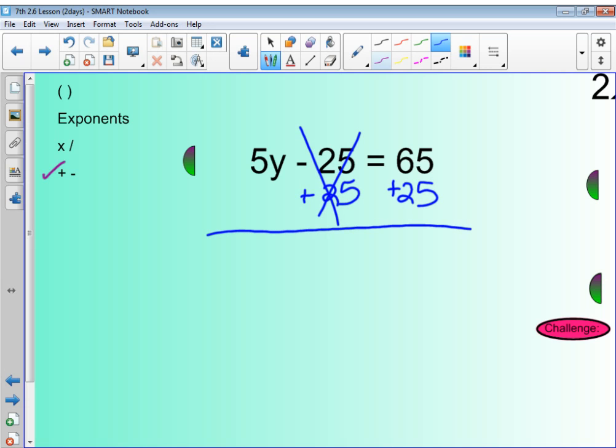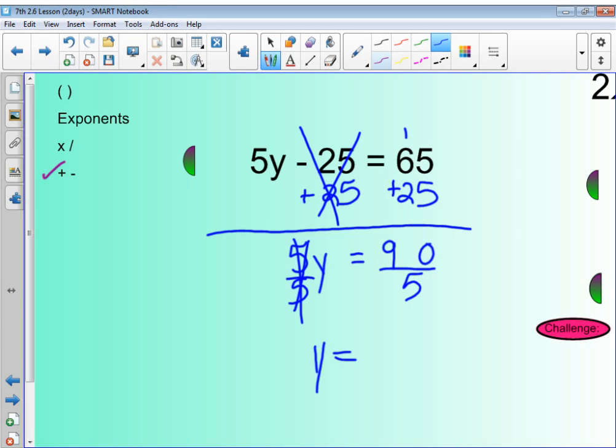Okay, so now when I rewrite my equation, which is required, no, you cannot just give me an answer. I now have 5y left on this side, that's not crossed out, equals 65 plus 25 gives me 90. So now I have 5y equals 90. Now I want to work to get y by itself. Right now it's times 5, so we're going to divide by 5. Y equals 90 divided by 5.